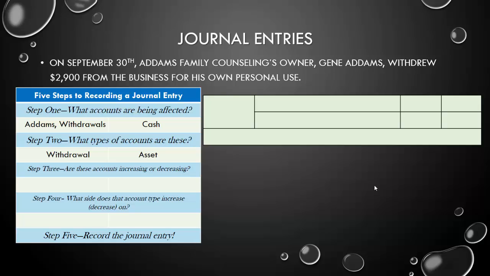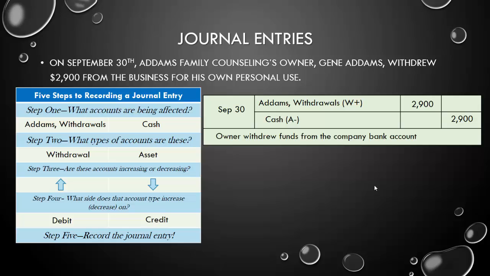Are they increasing or decreasing? Adams' withdrawals tracks how much money this owner has taken out of the business. And since there's more withdrawals going on after this transaction, the total amount of withdrawals that Mr. Adams has made during the period is going to be going up, and the business's cash is going to be going down. Withdrawals are going to increase with a debit, and assets decrease with a credit. So the journal entry on September 30th is to have a debit to Adams' withdrawals for $2,900 and a credit to cash for that same $2,900. And the owner withdrew funds from the company bank account.